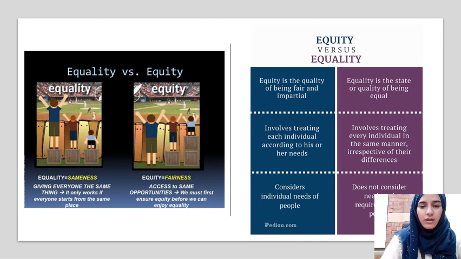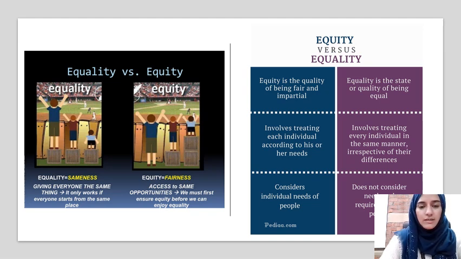Basically, in equality, like you can see in the picture, all the three individuals were provided with one block. That means they all were provided with the same facilities, with the same resources, but that was not as per the needs of the individual. As you can see, the younger one is not able to see the match. Why? Because the resource availability was not as per his needs. There was equality, but there wasn't equity.